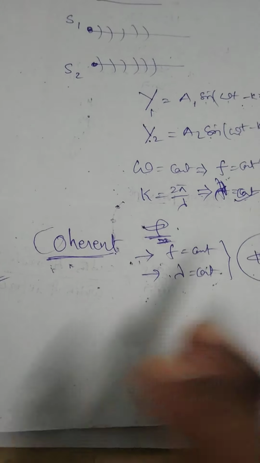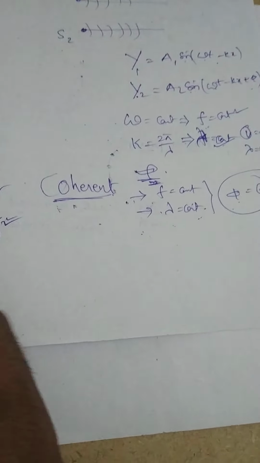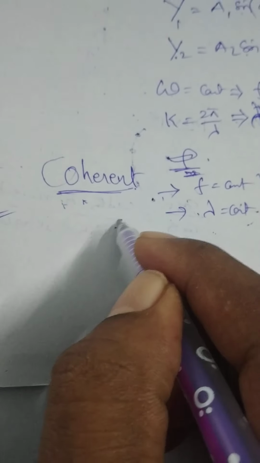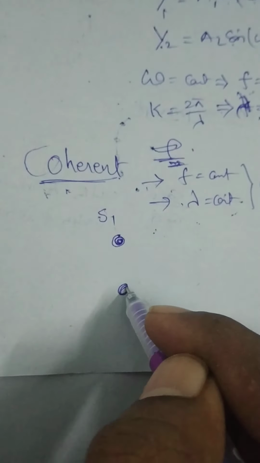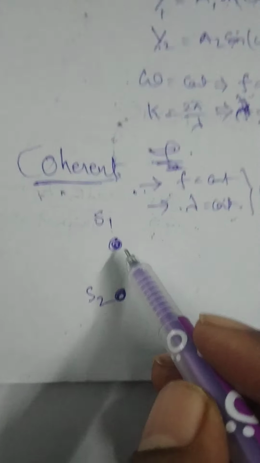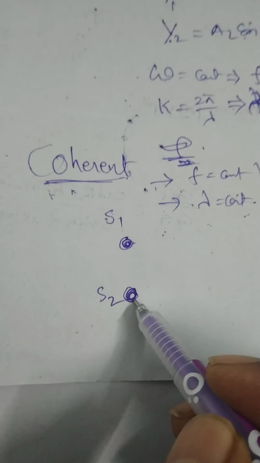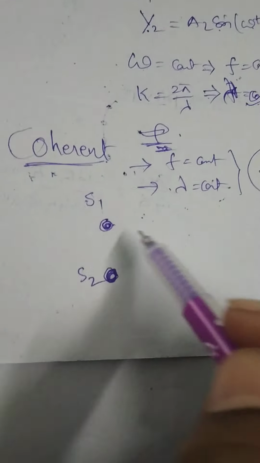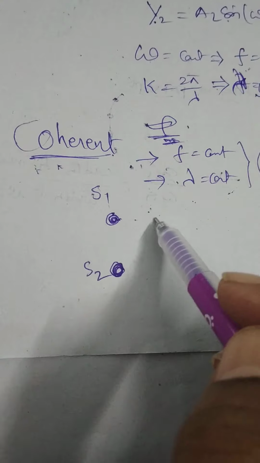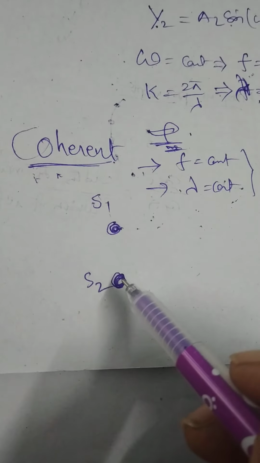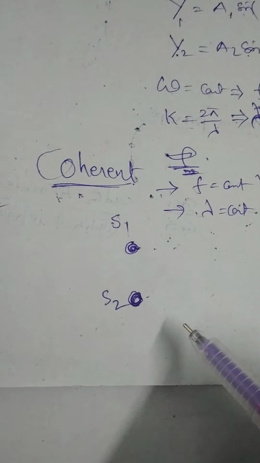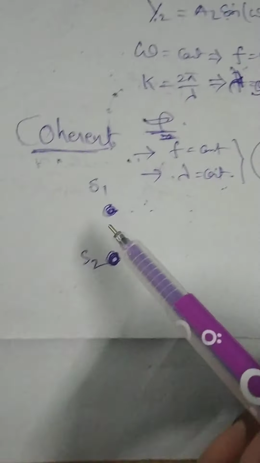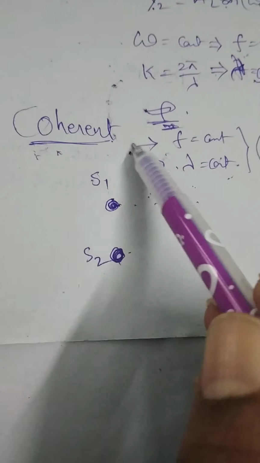Right? Suppose here, let us take one example. Any two individual light sources, suppose this is a source of light S1, and this is a source of light S2. These two individual light sources cannot act as coherent light sources. Why? Because the first one produces light of wavelength lambda 1, and the second one produces light of wavelength lambda 2. So these two sources cannot act as coherent.